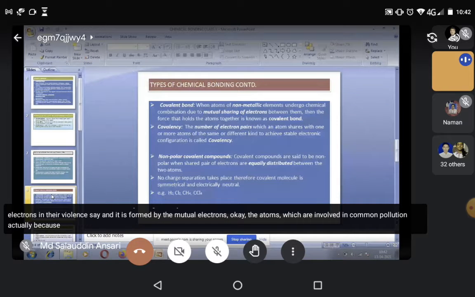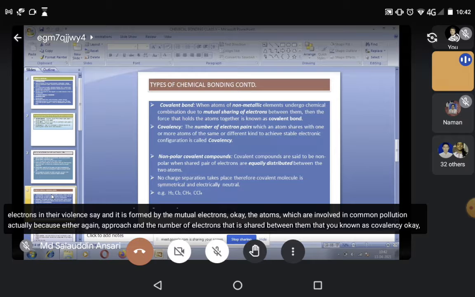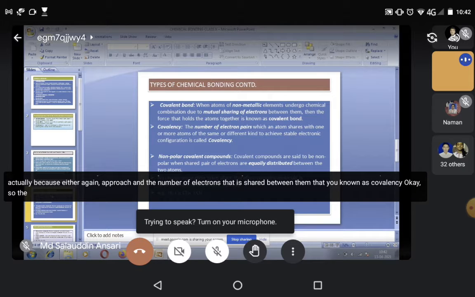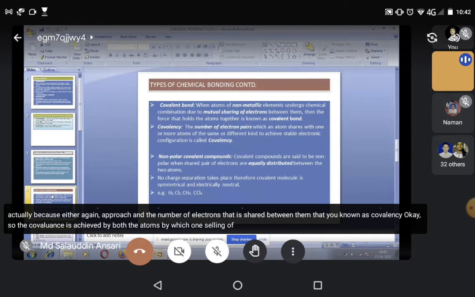They can neither gain nor lose. And the number of electrons that is shared between them is known as covalency. So the covalency is achieved by both the atoms by mutual sharing of electrons. Now next we have non-polar covalent compounds.